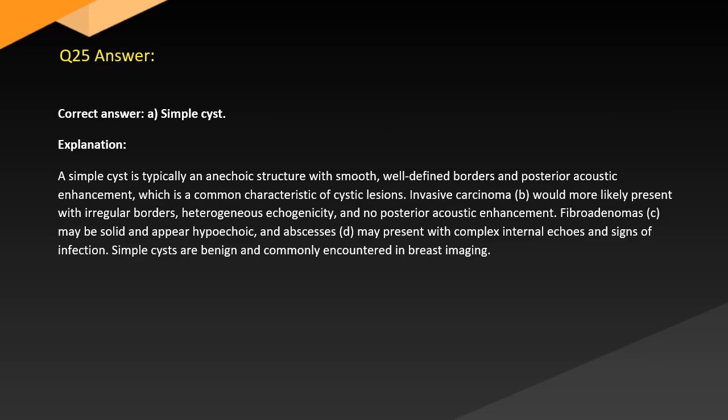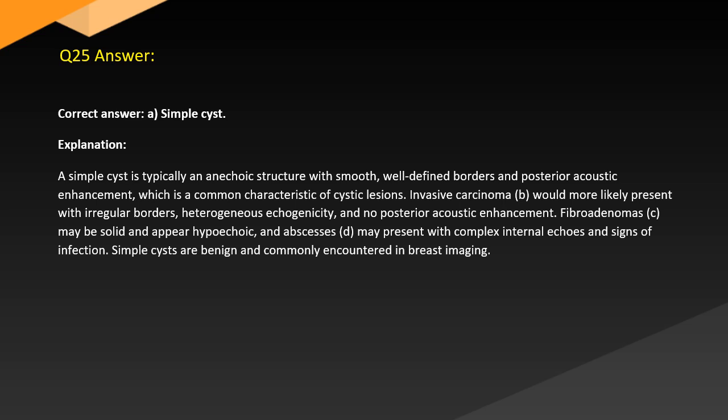Answer. Correct answer A. Simple cyst. Explanation. A simple cyst is typically an anechoic structure with smooth, well-defined borders and posterior acoustic enhancement, which is a common characteristic of cystic lesions.